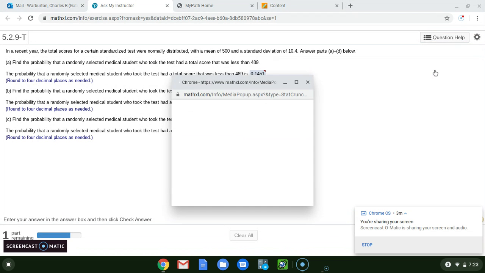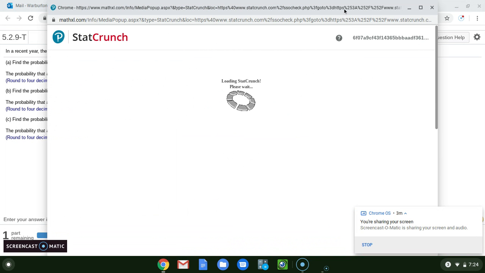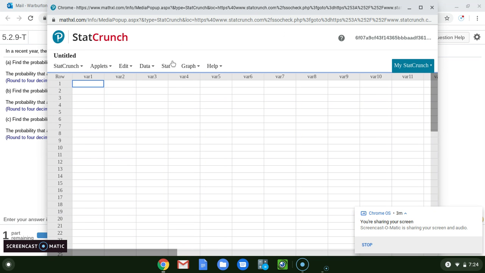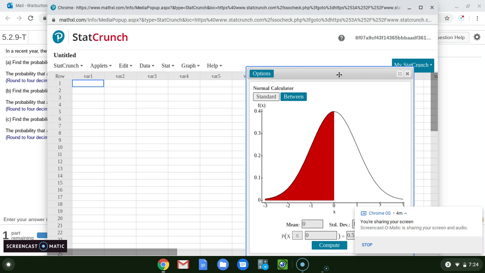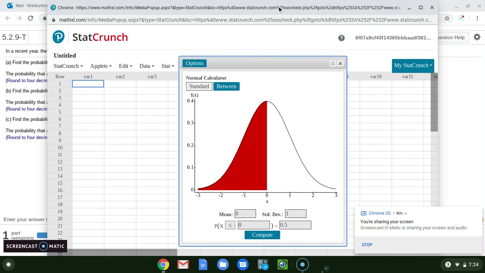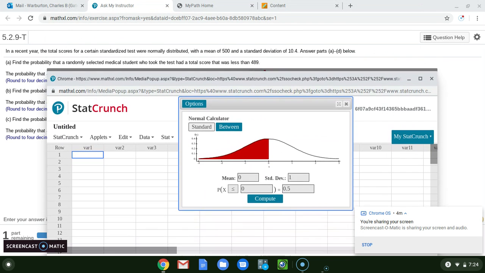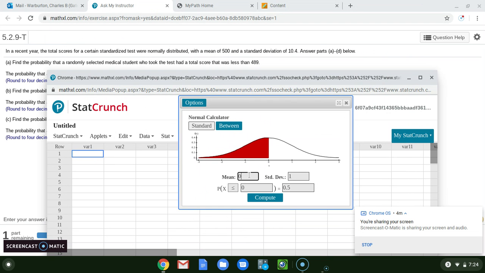So in Statcrunch, there is a calculator. And that normal calculator is found under Stat, Calculators, down to Normal. In the normal calculator, you can put in the mean and standard deviation. So in this case, the mean was 500 and the standard deviation was 10.4.